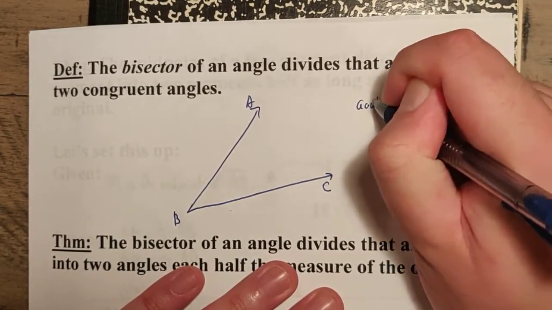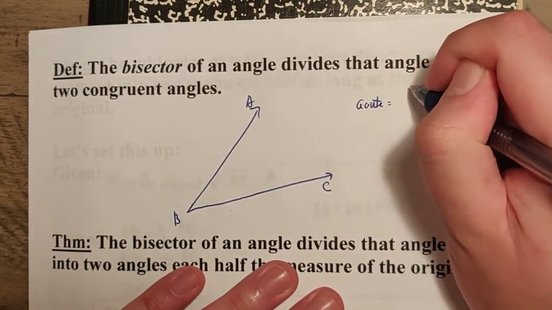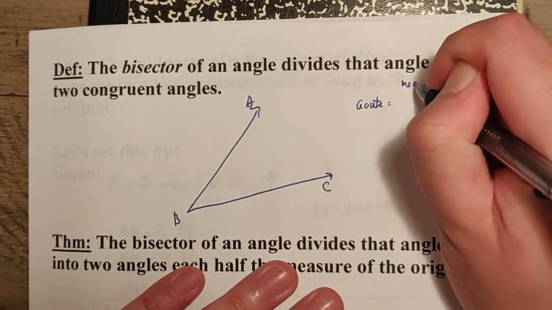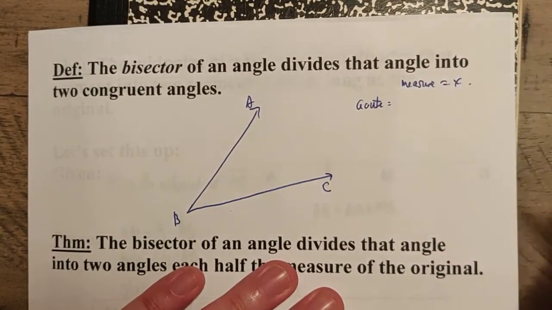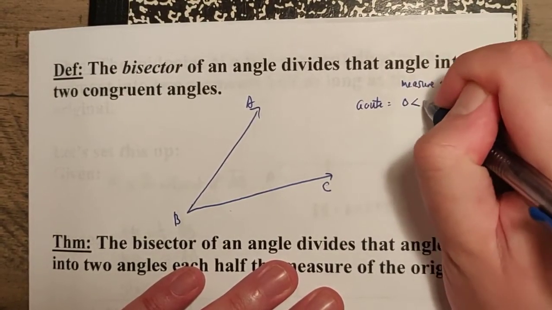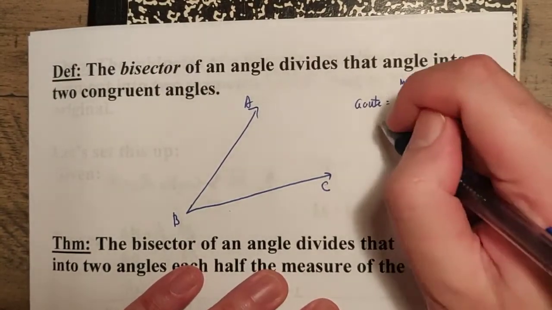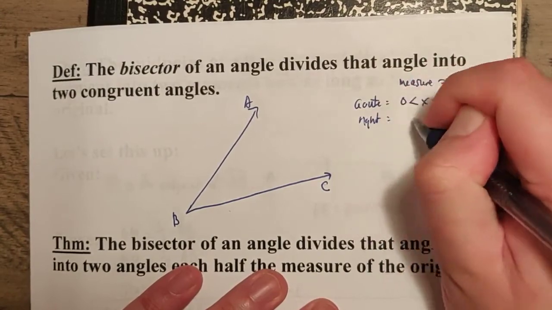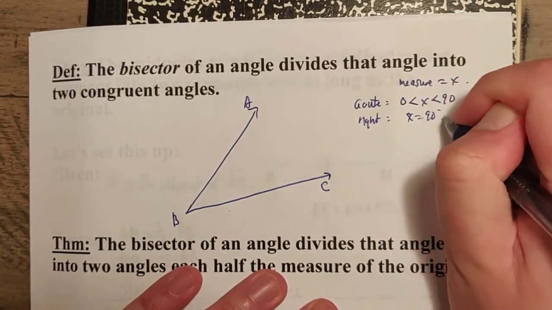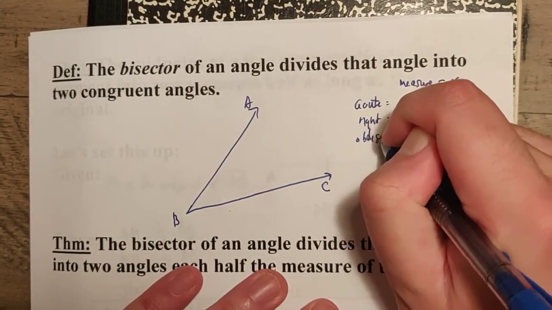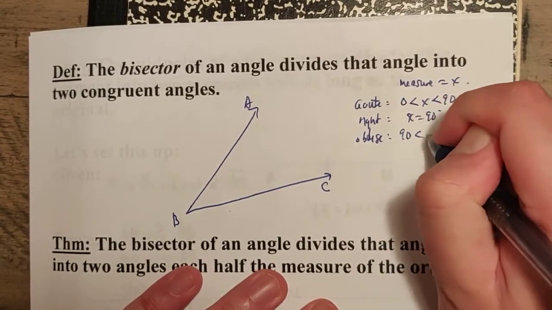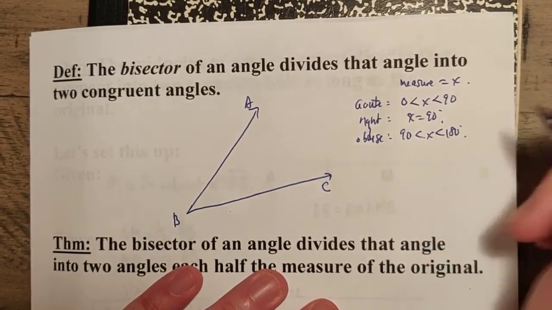We have acute angles, right? Where let's call the measure equal to x, right? So acute angles are going to be between 0 and 90 here. So notice it's going to be strict inequalities here. We don't want to include 90 because 90 is for a right angle. We have our right angles where x is 90 degrees, right? We have our obtuse angles here where x is between 90 and 180 here, right? We want to mention that.